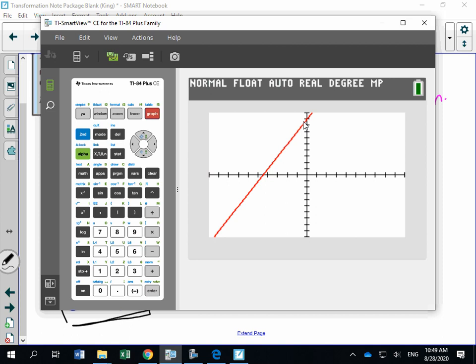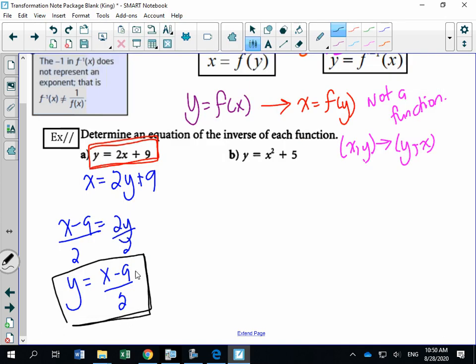But in order to figure out if its inverse is going to be a function, does this guy pass the horizontal line test? And it does. So when we draw the inverse of this, it is going to be a function, right? So when I draw this equation here, that's the equation of the inverse, it's going to pass the vertical line test now. So let's put this in our calculator.